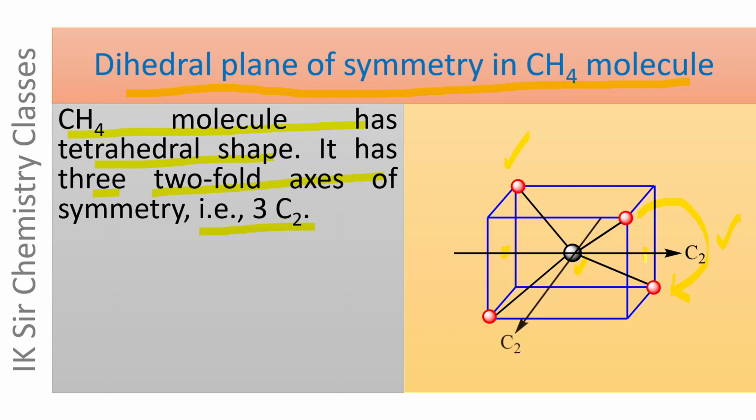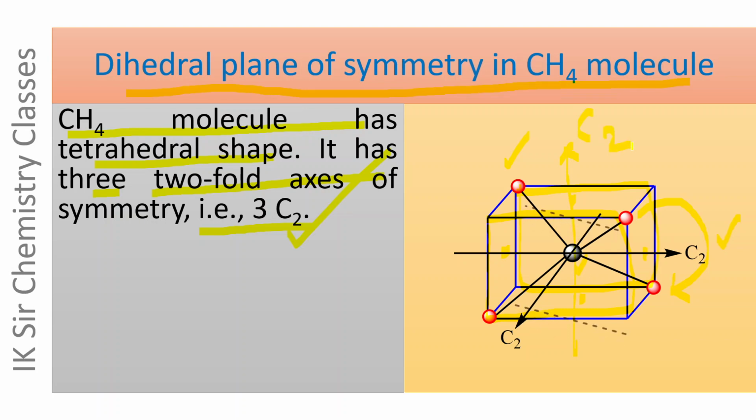There is another C2, this one, which passes through the centers of this face and the center of the opposite face. There is another C2 also, which has not been represented in this figure. This C2 passes through the center of this face and the center of this face. It will also be C2. There are three C2.